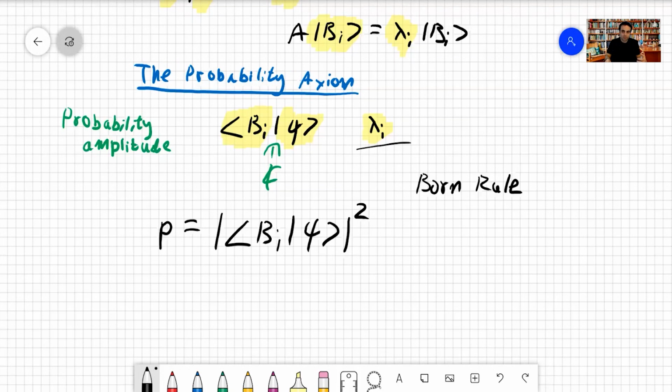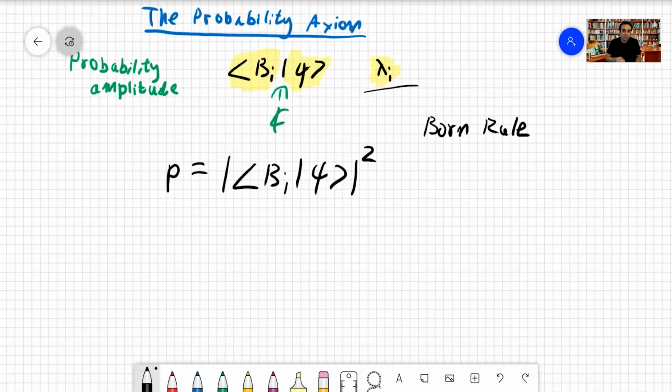And you may ask, why is this the probability? Why is the probability given by the magnitude squared of the inner product? Unfortunately, since this is an axiom, we can't actually derive it from something more fundamental like the other axioms. But at least what we can do is verify that this actually can be a probability. I mean, it's obviously a real number, but that doesn't mean it's a probability. A probability has to be between 0 and 1, and also all the probabilities for all the different outcomes summed together must equal 1.